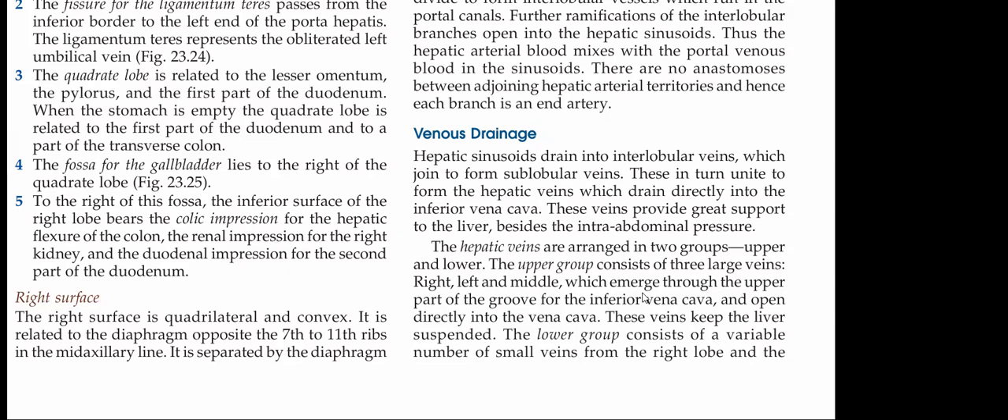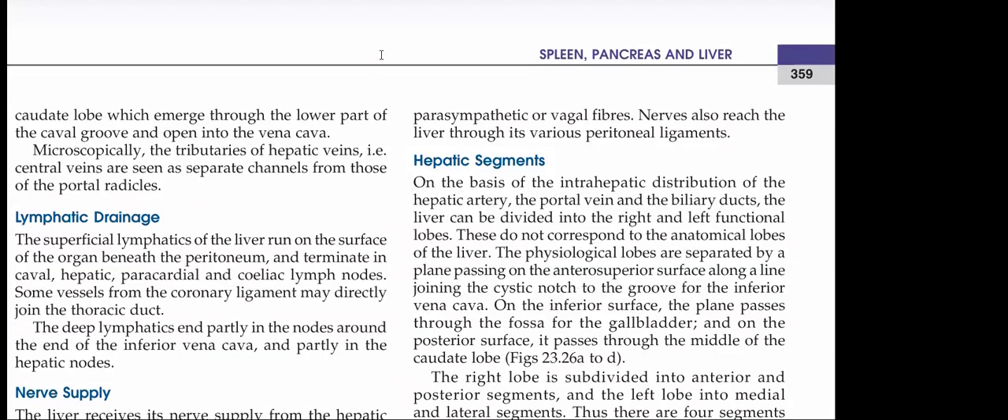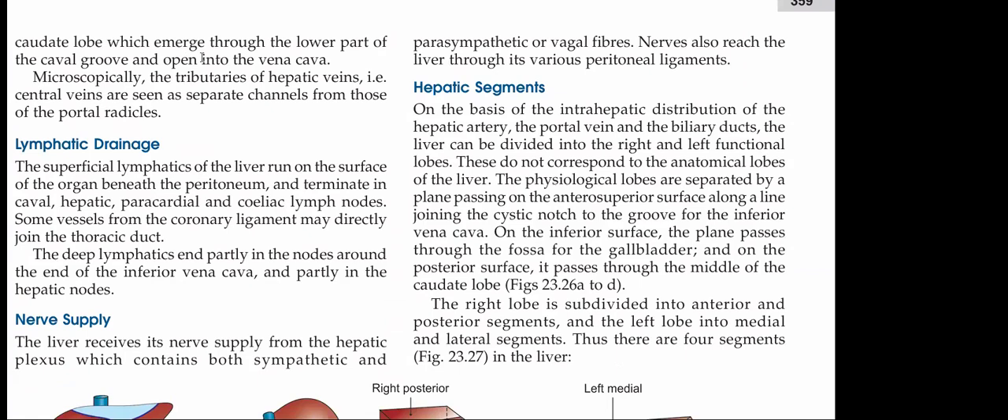The lower group consists of a variable number of small veins from the right lobe and the caudate lobe which emerge through the lower part of the caval groove and open into the vena cava. Microscopically, the tributaries of the hepatic vein, the central veins, are seen as separate channels from those of the portal radicals.